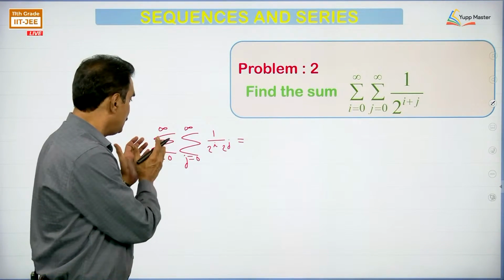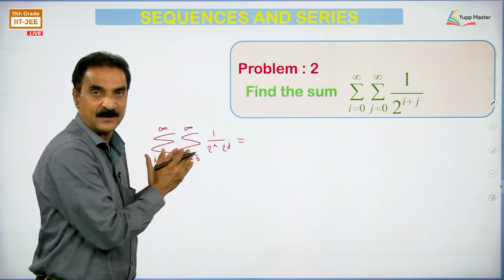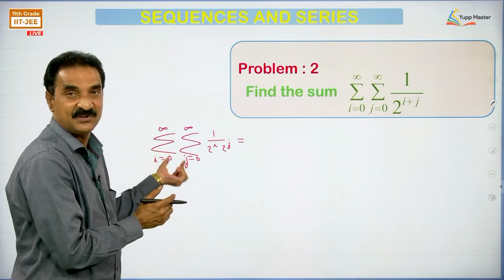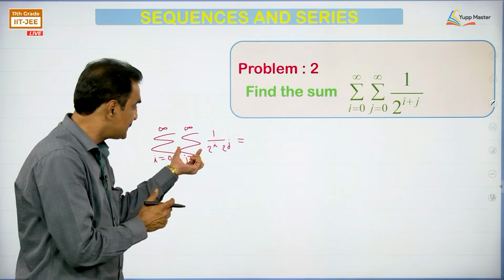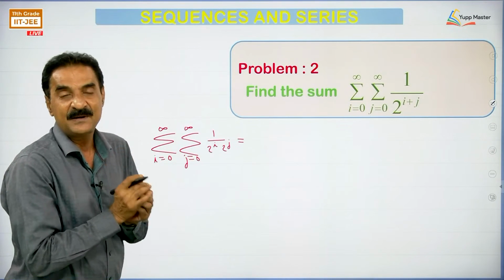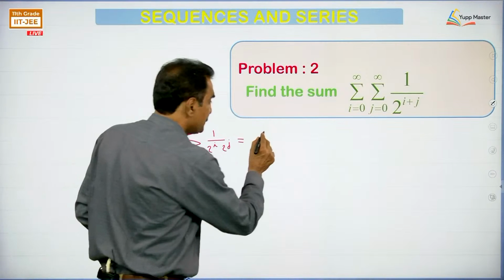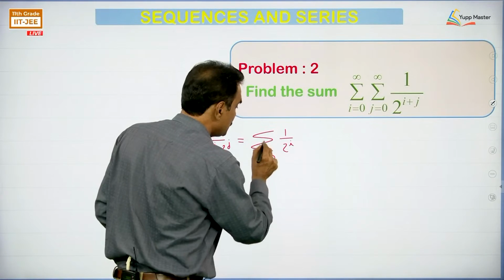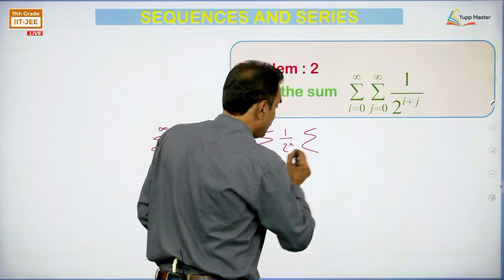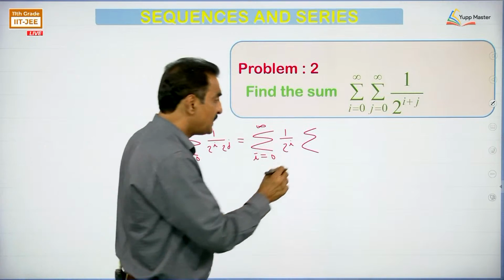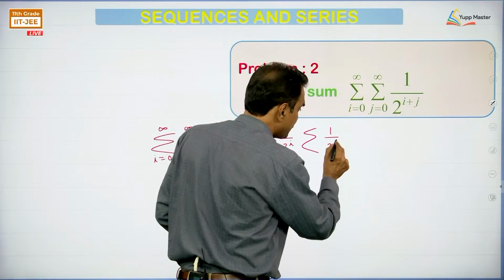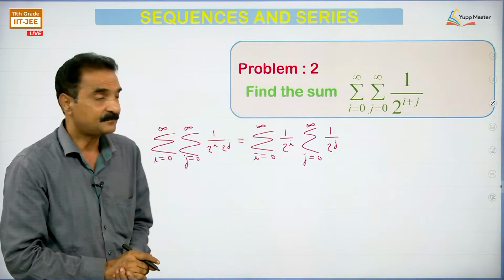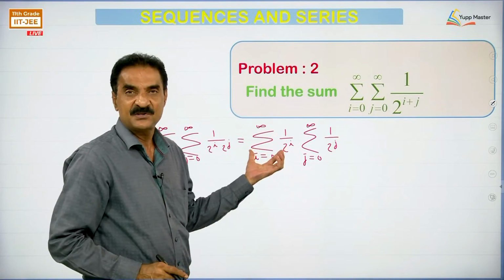Now you can write sigmas in a different order, but after sigma containing i, you should have the term containing i. After the second sigma, you should have the term containing j. So we can write this as sigma of 1 by 2 power i, i varies from 0 to infinity, into sigma 1 by 2 power j, j varies from 0 to infinity. Alright.